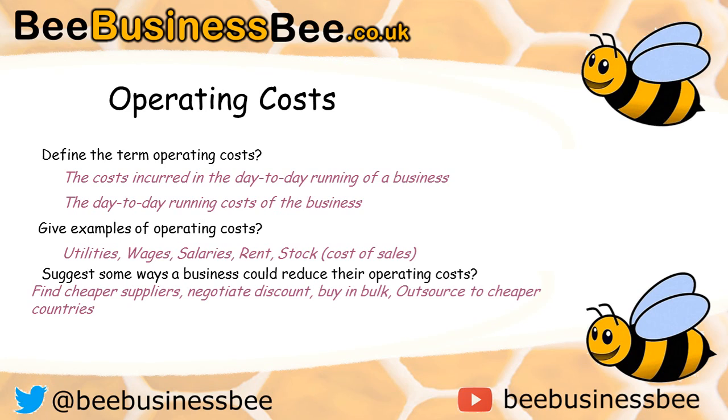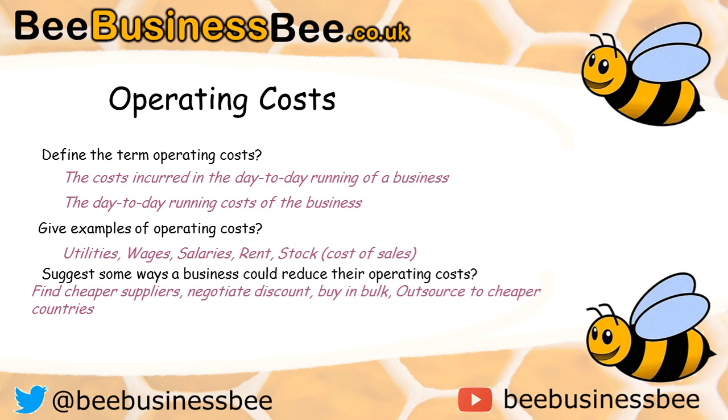Give examples of operating costs. So again, that keyword examples. You could have used utilities, so that would be your gas, your electric, or your water. You could have put them separately, or you can categorise them together. Wages. Remember, that's a variable cost because it's paid by the hour. Salaries. So you could have done a salary, which is a fixed cost, remember.